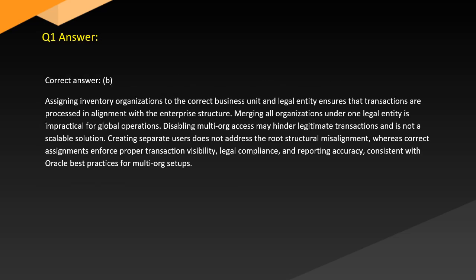Answer. Correct answer: B. Assigning inventory organizations to the correct business unit and legal entity ensures that transactions are processed in alignment with the enterprise structure. Merging all organizations under one legal entity is impractical for global operations. Disabling multi-org access may hinder legitimate transactions and is not a scalable solution.